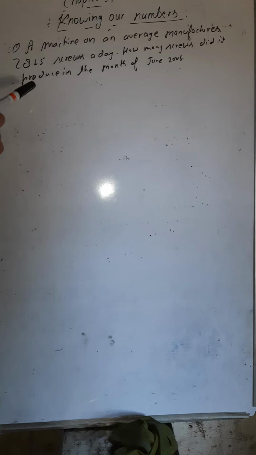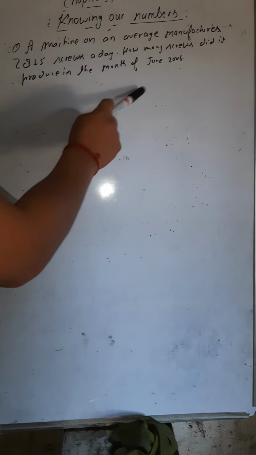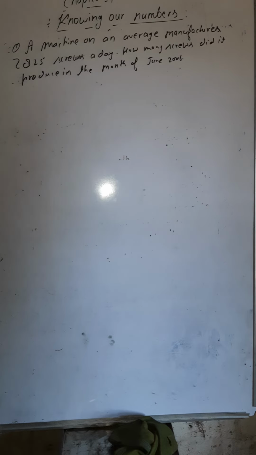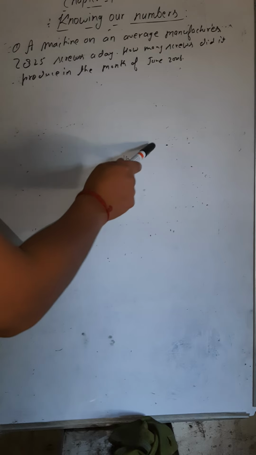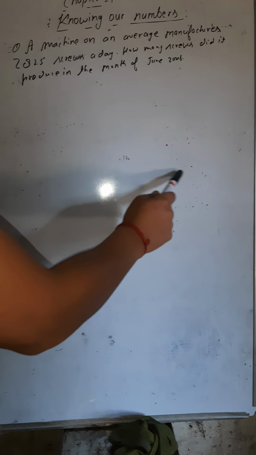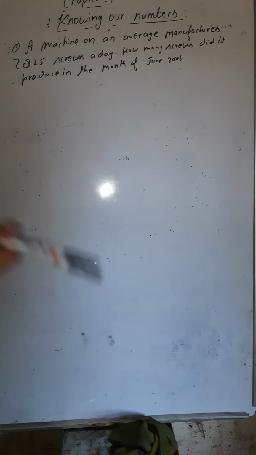So the method will be: screws produced in one day is equal to 2,825. Therefore, screws produced in the month of June 2006 is equal to this much multiplied by 30, and you will get your answer.